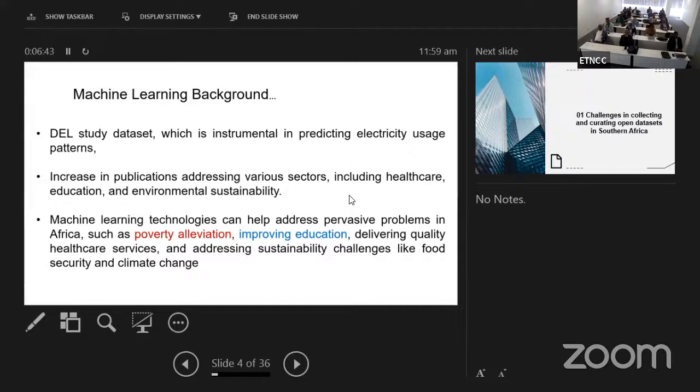So, of course, as an appreciation of machine learning, there is a lot of work being done by researchers, and publications are coming through in terms of machine learning, AI, and big data and all those. But still, the main problem is this is not translating to us having the needed data sets.